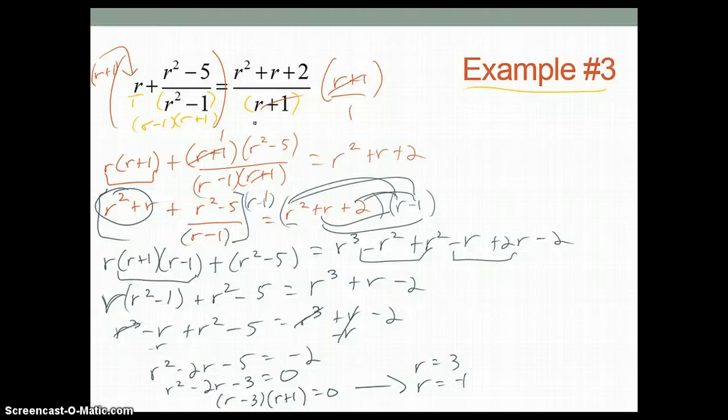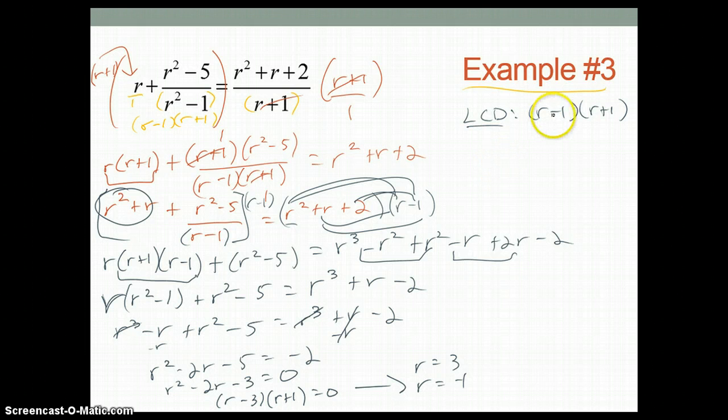So our key steps: we always want to multiply by something to get rid of a fraction or multiple fractions. If there's something that can be factored, we want to do so. Here, our LCD of our bottom was r minus 1, r plus 1. We multiplied by r plus 1 first, then we multiplied by r minus 1 down here. So we multiplied by both things in the LCD in order to get rid of them.